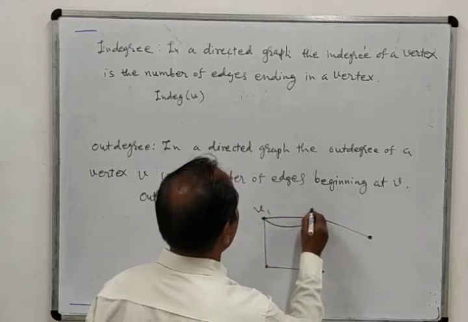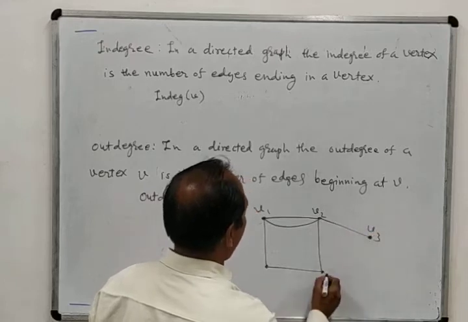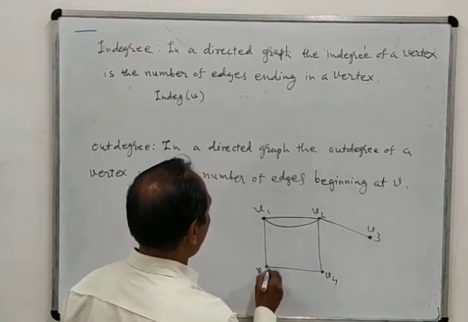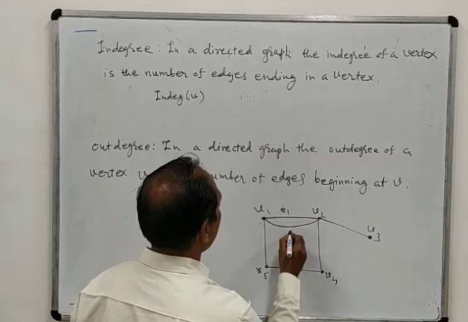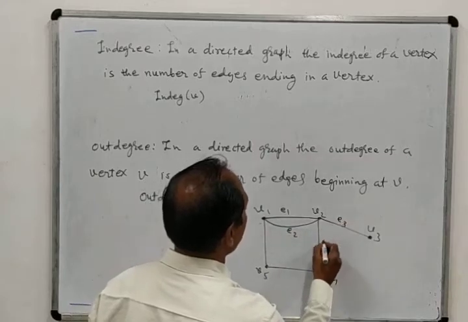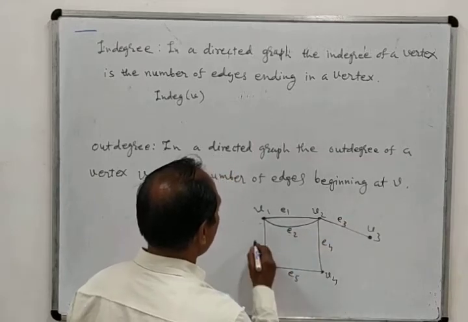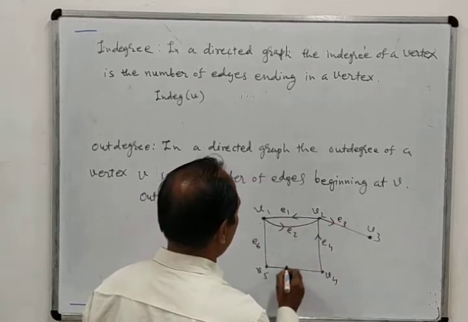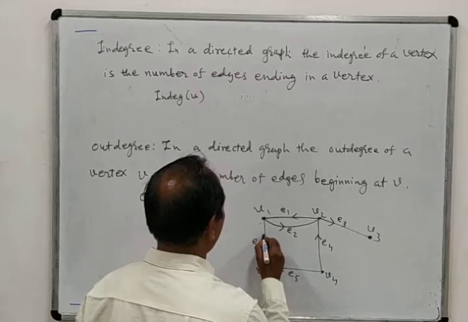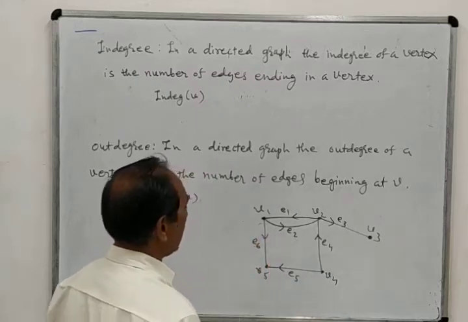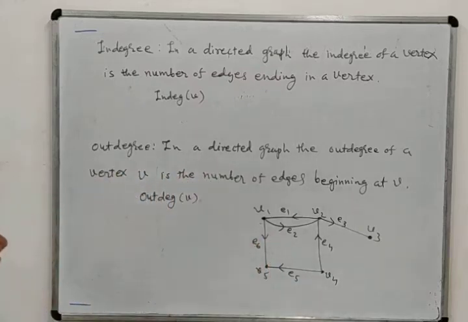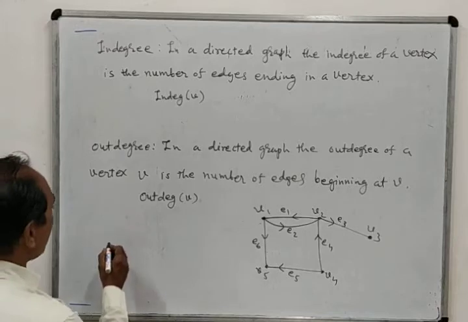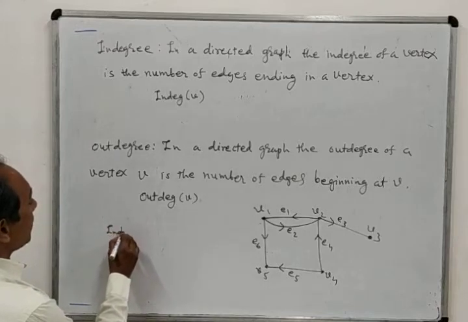Suppose the vertices are V1, V2, V3, V4, V5, and the edges are E1, E2, E3, E4, E5, E6. I suppose the edges have directions like this. I have drawn the directions randomly. So here we will consider the in degree of V1.